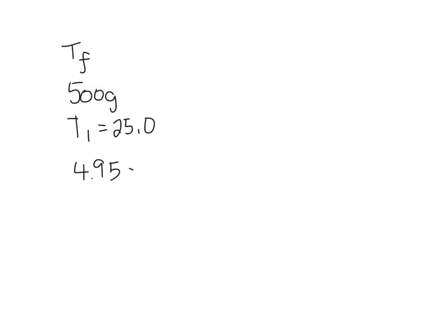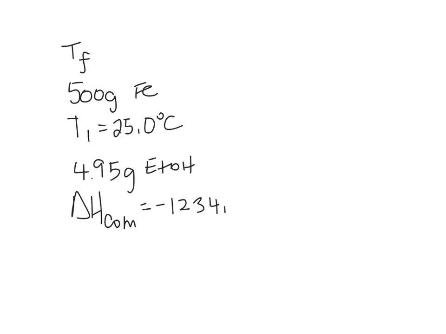Okay, it says predict the final temperature of a 5.00 gram iron ring that is initially at 25.0 degrees Celsius and is heated by combusting 4.95 grams of ethanol. The delta H combustion for ethanol is -1234.8. Do I have these numbers correct? Okay.